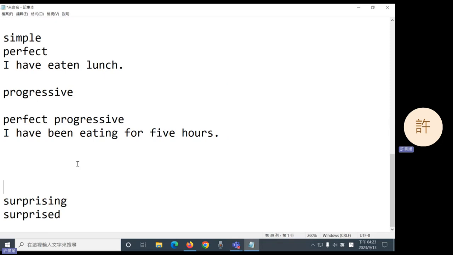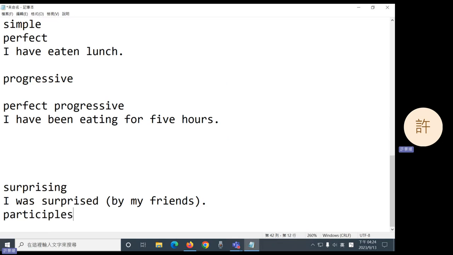These two words, are they verbs or are they adjectives? 形容词? If you think these are verbs, raise your hand. If you think they are adjectives, raise your hand. The answer is that they're both. In that sentence, is surprised a verb or an adjective? It depends on whether you add this, right? If it's a complete sentence, then it looks like a verb. If it ends here, then it looks like an adjective. These words we call participles, 分词, because of this reason.